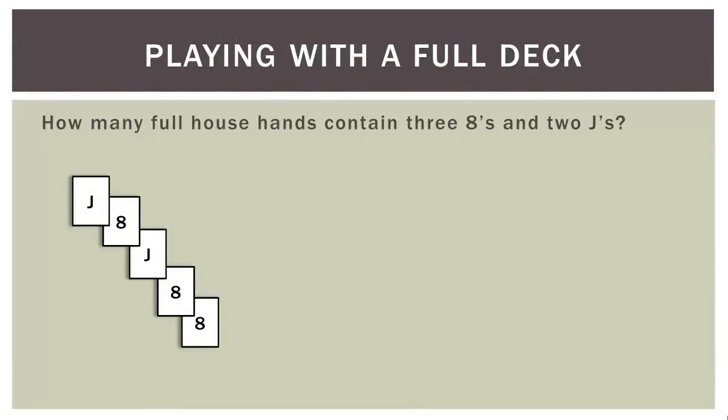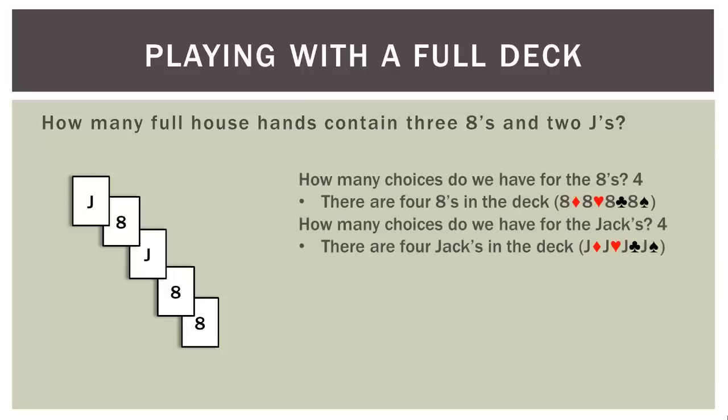Now, how many full house hands contain 3 eights and 2 jacks? So on the left-hand side, you can see I have 3 eights and 2 jacks just sort of there in a clump. So how are we going to approach this one? Now let's ask ourselves a few basic questions. How many choices do we have for the eights?